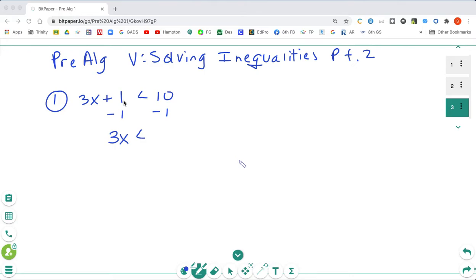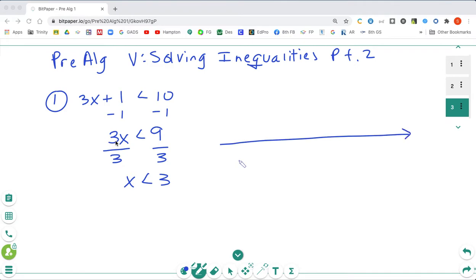3x is less than 9. Is the x alone? It's not. What math operation is the 3 doing? It's multiplying. So we're going to divide by 3. And x is going to be less than 3. So we're going to go ahead and graph.